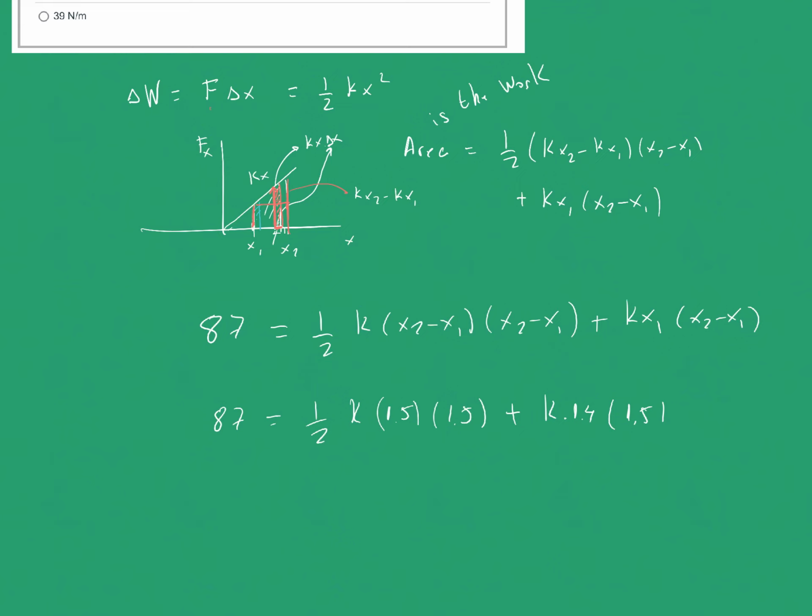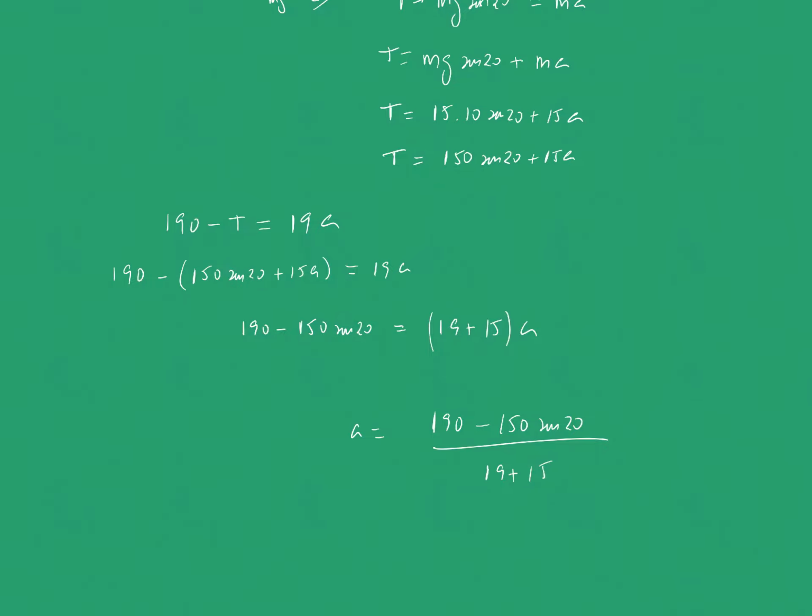So you plug in numbers now: 87, 1/2, the k is the unknown, x2 minus x1, I think it was 2.9 minus 1.4, which should be 1.5. 2.9 minus 1.4 is 1.5, the k, the x1, 1.4. You solve for k, and it will give you the answer. Let's go to the next problem.